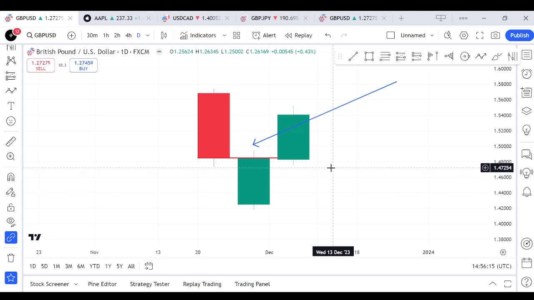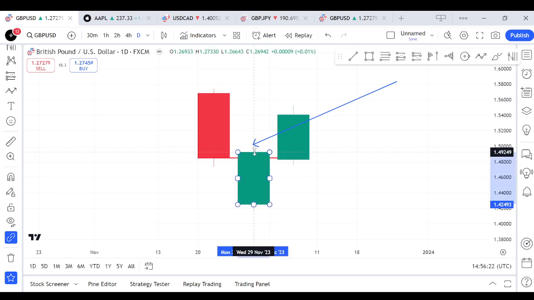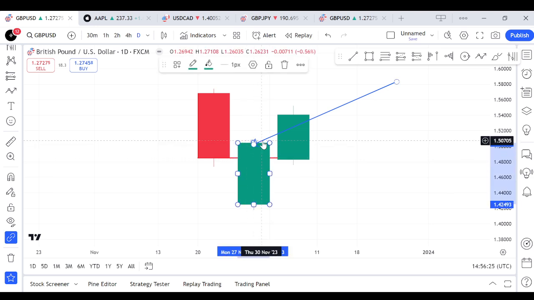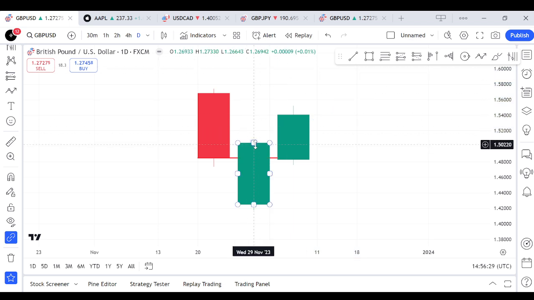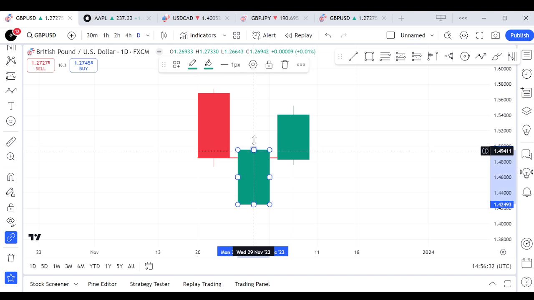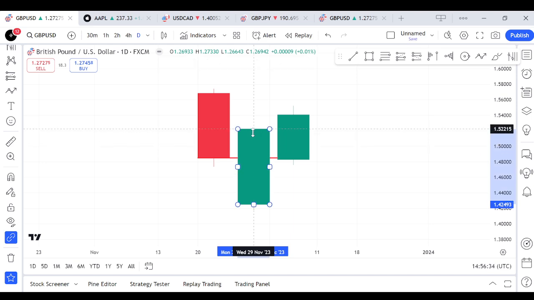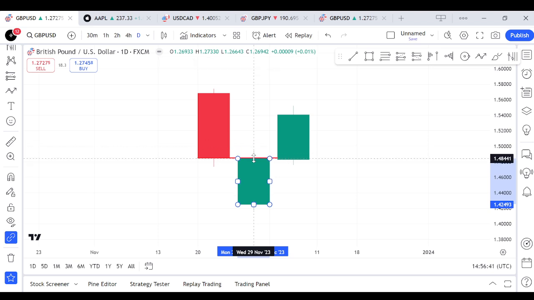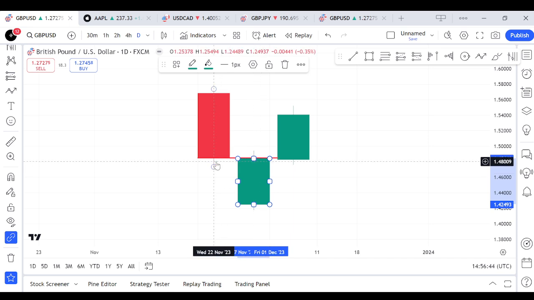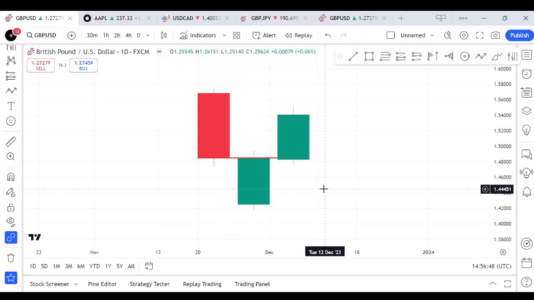And this formation differs from similar patterns like the bullish piercing line, where the second candlestick penetrates into the first body significantly, like this, or like this. So the meeting lines pattern specifically requires the closing price to match exactly or very close to the closing price of the first day's candle, creating a temporary equilibrium between buyers and sellers.